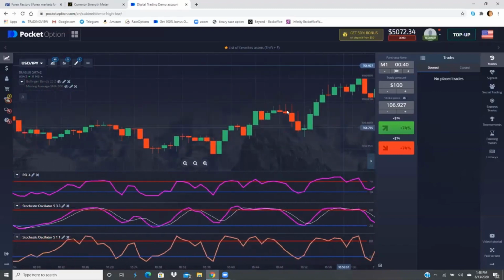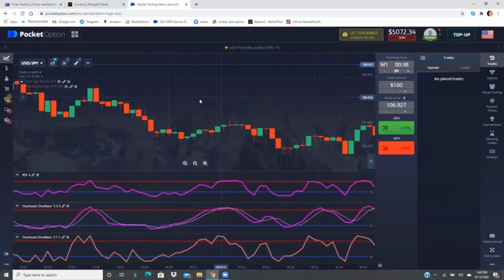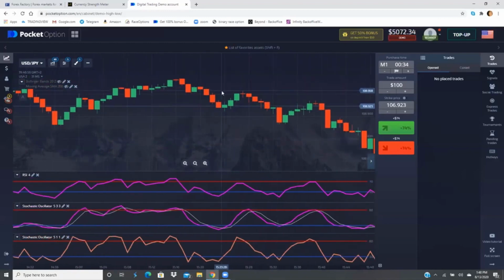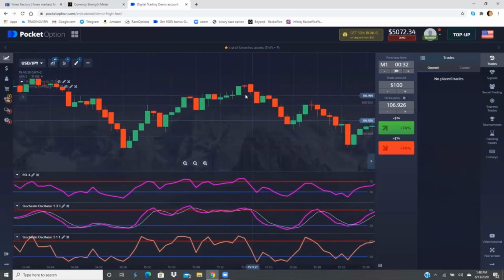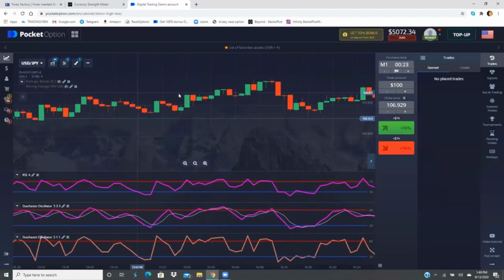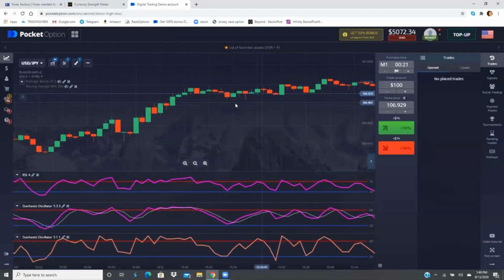Okay, so let me look for another example of all the indicators lining up, possibly for a sell example. We're going to look for a sell example. That wasn't too overbought. Let's see. Look for a nice sell example.